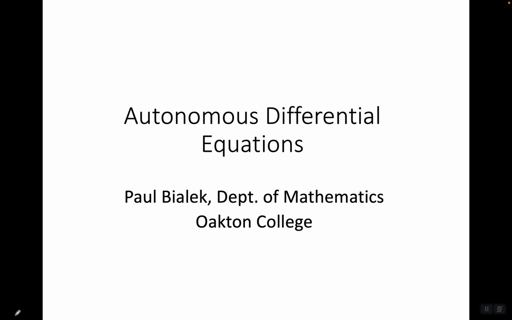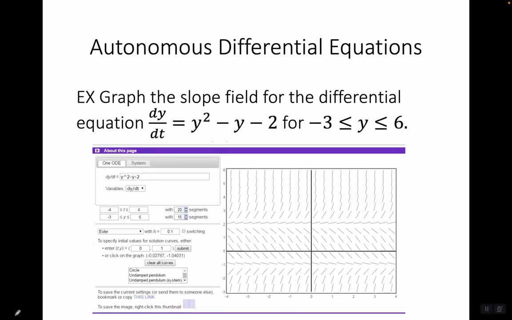Let's talk about autonomous differential equations. Graph the slope field for the differential equation dy/dt = y² − y − 2 for y between −3 and 6. We could do this by hand, but it's much easier if you use a slope field generator.